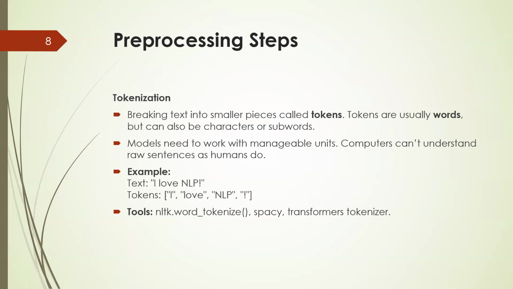What are the preprocessing steps? Tokenization: breaking the text into smaller pieces called tokens. Tokens are usually words but can also be characters or subwords. In tokenization, we take each word and keep it as a separate token. Models need to work with manageable units. Computers cannot understand a raw sentence as a human does. As humans, we can read continuously and get the meaning of a statement, but a system cannot do that.